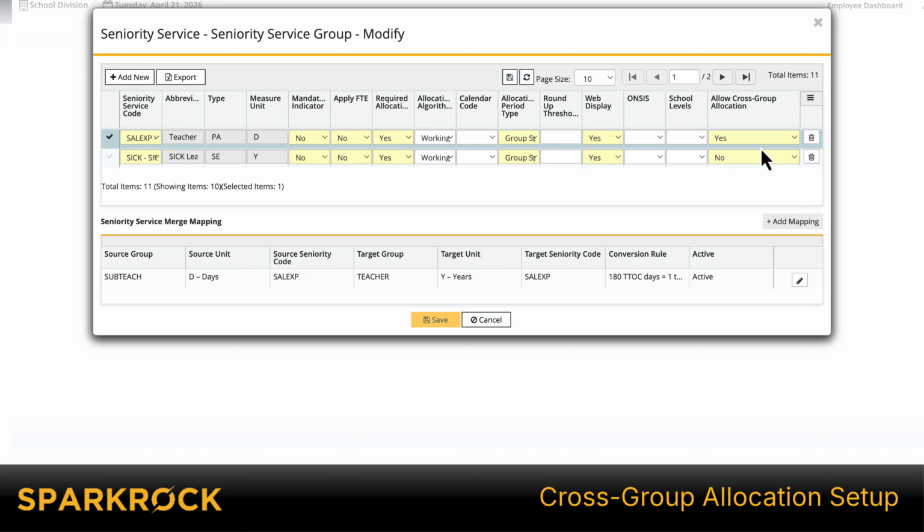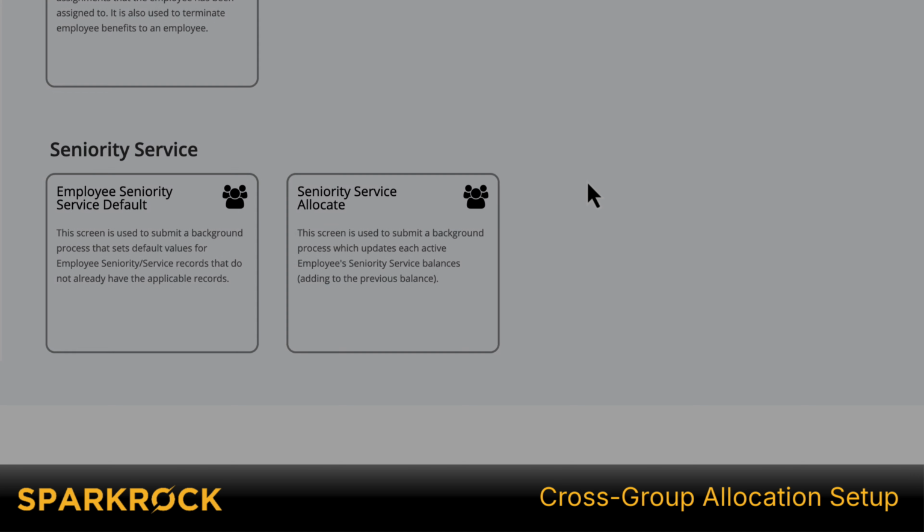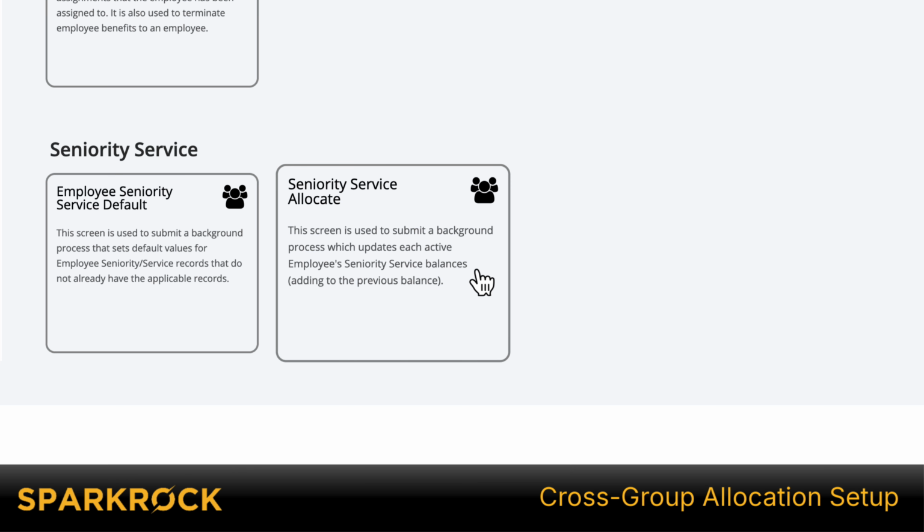New mappings default to active, but if you need to temporarily disable a mapping without removing it, you can deactivate it by setting the active column to inactive. You can also edit other fields for a merge mapping row. And so now with this mapping set up, when Seniority Service Allocate is run, it will automatically take this mapping into account when allocating the seniority to the employee.